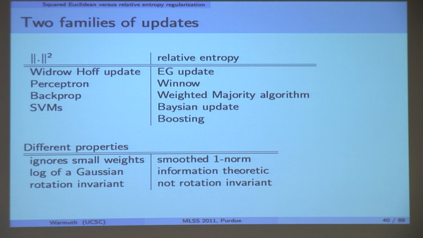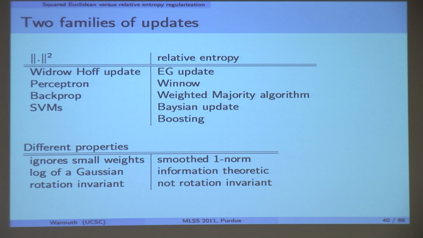Okay, so here are the families again. Additive family, multiplicative family. Now, they have totally different properties, I claim. Essentially, what happens is, if you have additive updates, they ignore small weights. Why? You square things. If you take something small, 0.001, you square it, it's gone. So you ignore small weights, and you end up with an update that ignores small things. And that has major implications.